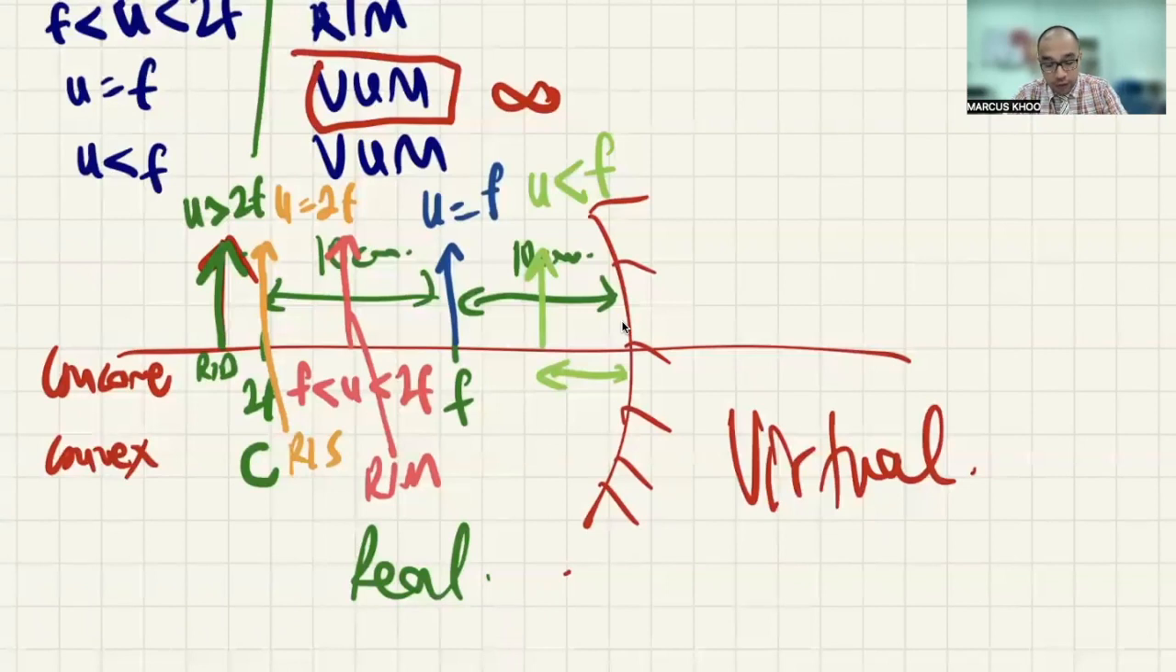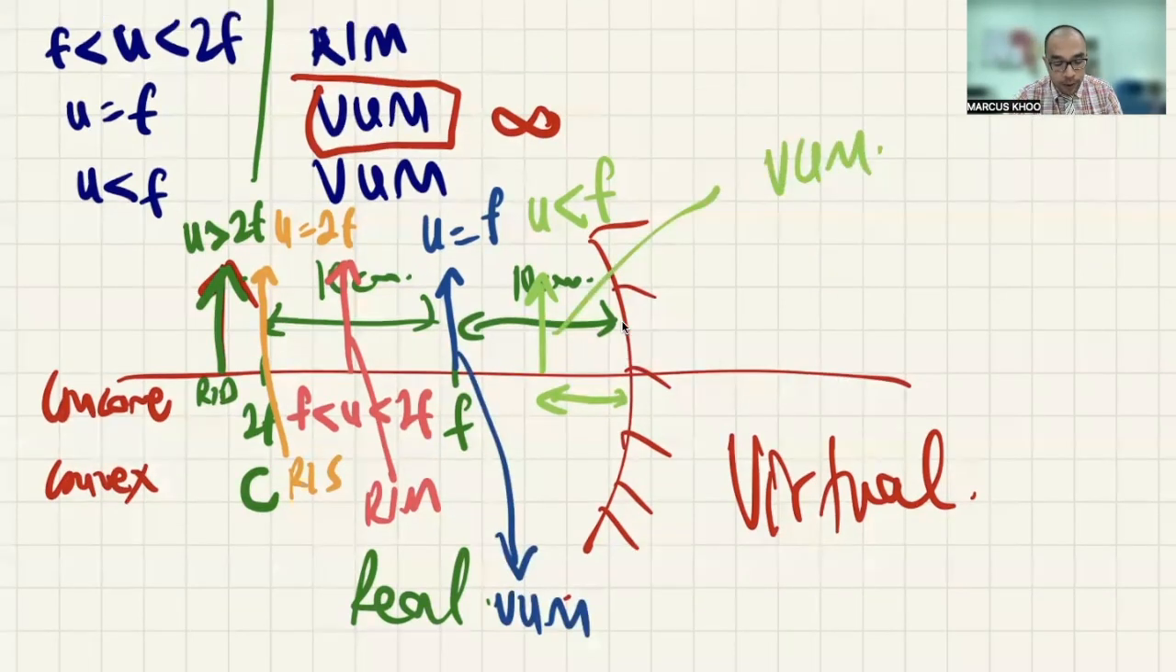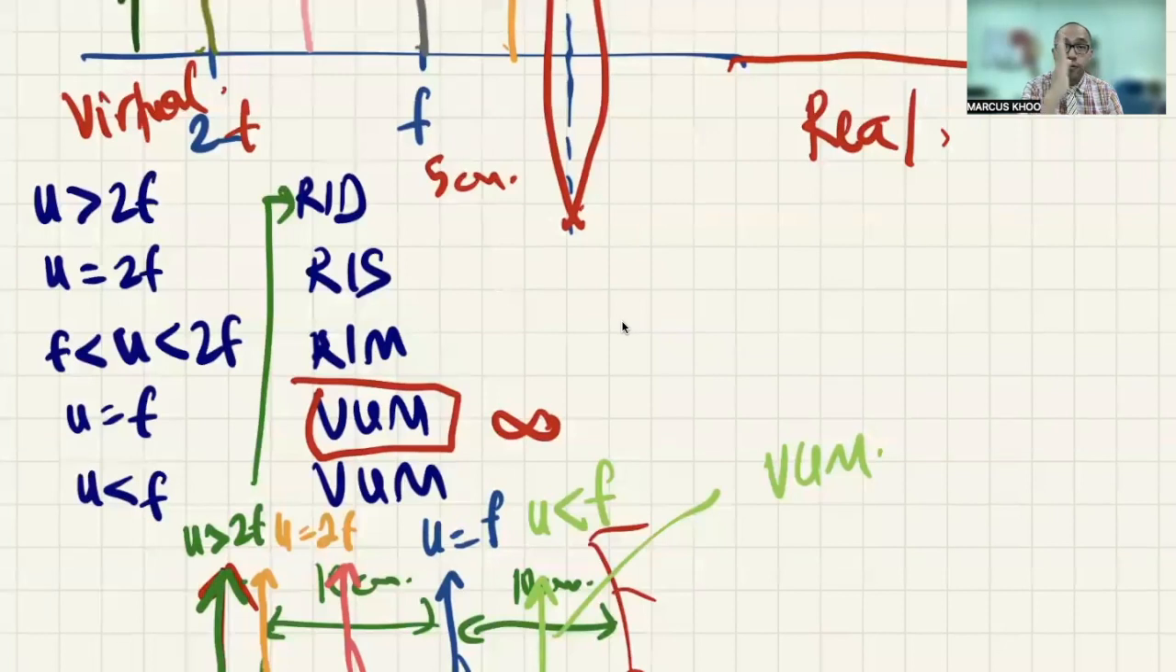And then of course the fourth one is U equals to f. When you get U equals to f, the image is boom. And then finally U is less than f, the image will be boom. So how you remember this will be the keywords, and the first one means real, inverted, diminished. So it's real, it's inverted, it is diminished.